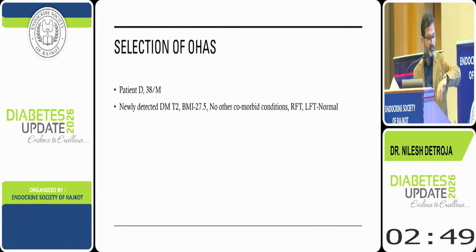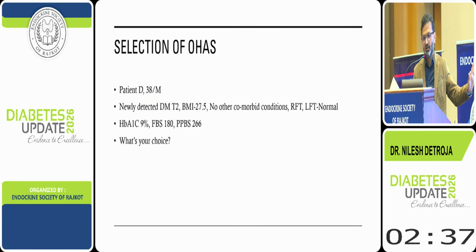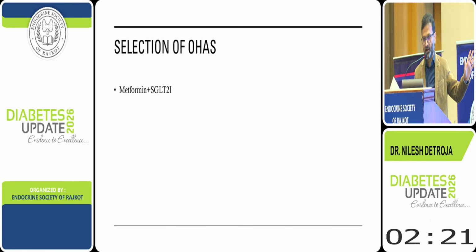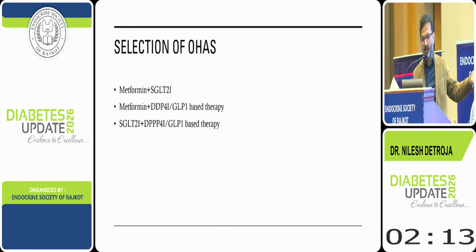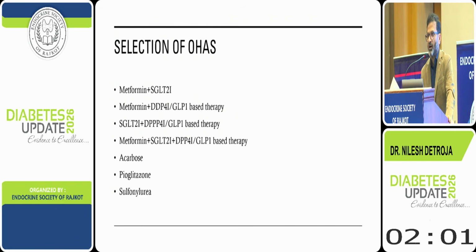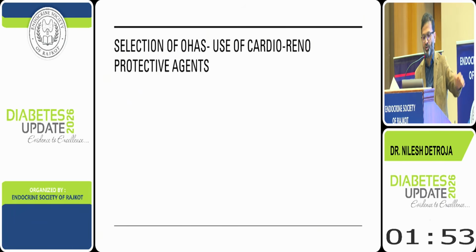Selection of OHAs, let's briefly see with this patient: diabetic patient, BMI 27, RFT and LFT normal, 38-year-old male, HbA1c is 9. So this is a new patient with diabetes. Even in this kind of patient, a large number of people use the metformin and sulfonylurea combination as first line therapy. Definitely it will reduce your HbA1c, and your HbA1c will come under control, but that is not the first line treatment. You have multiple other options: metformin with SGLT2, metformin with DPP4 or GLP based therapy, SGLT2 with DPP4 or GLP based, or a triple combination. Later on, if still required, acarbose, pioglitazone, and then comes sulfonylurea. Ultimately most people will need it, it won't work without it, but it is not the first, second or third line choice. You can use it as fourth, fifth or sixth.